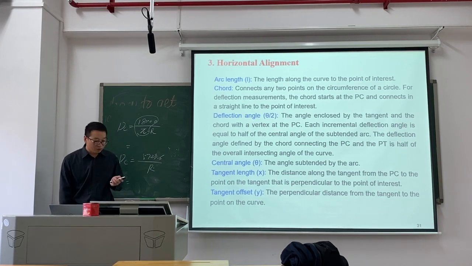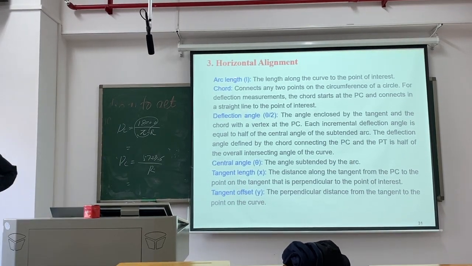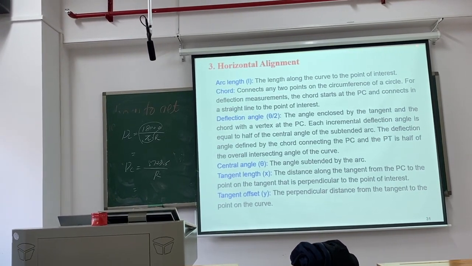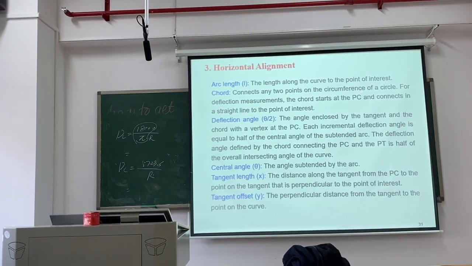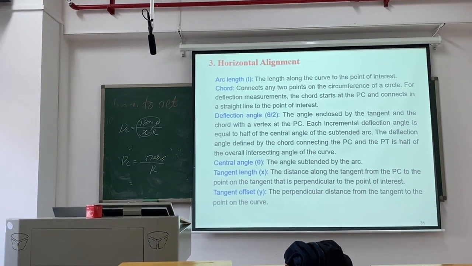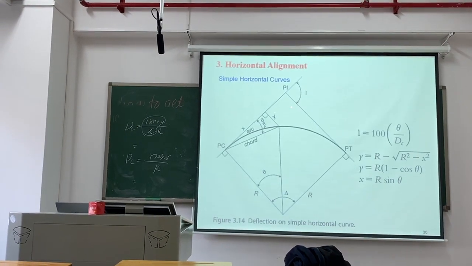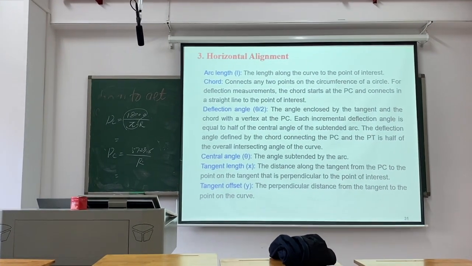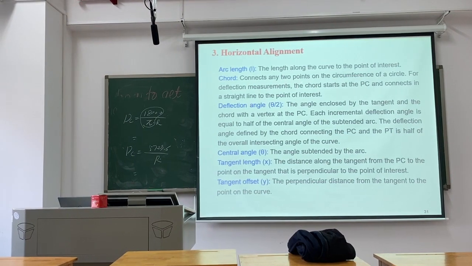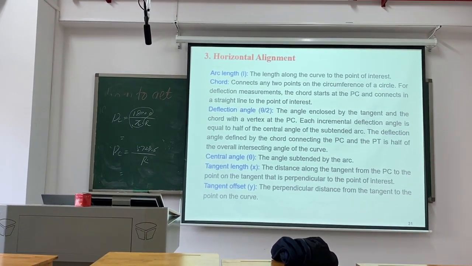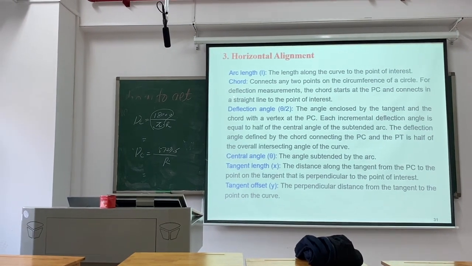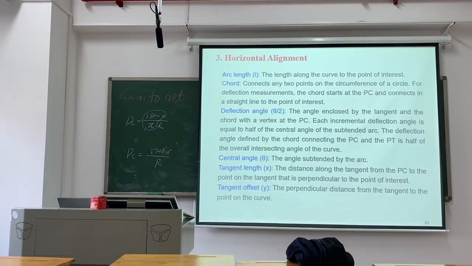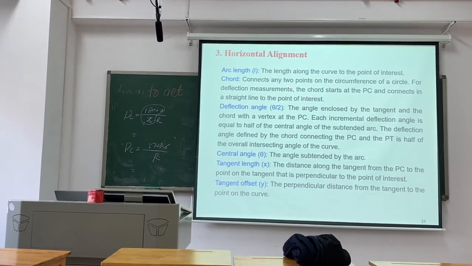Now, we should know arc length. The arc length is the length along the curve to the point of interest, any point on the curve. A chord connects any two points on the circumference of the curve. For deflection measurements, the chord starts at the PC and connects in a straight line to the point of interest.